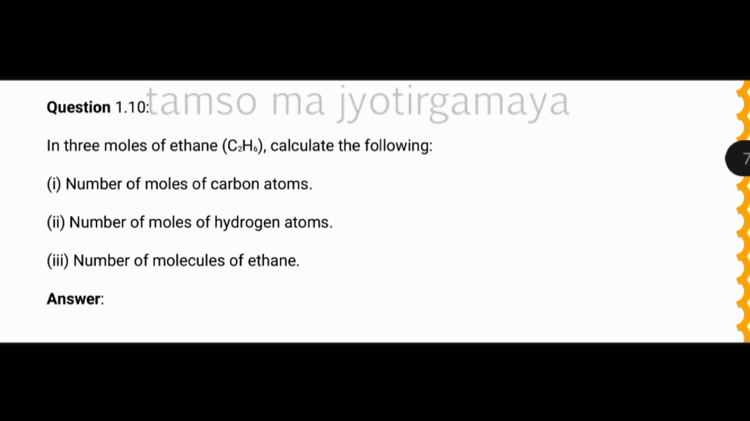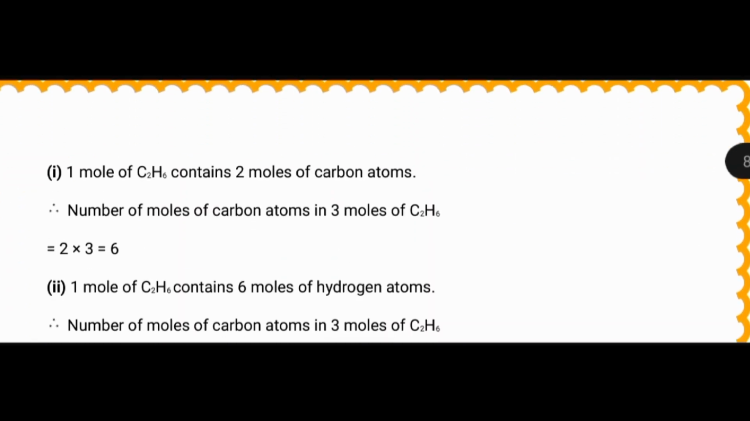Now number 1, the number of moles of carbon atoms. Your first question is how to calculate the number of moles of carbon atoms. Second, you have to calculate the number of moles of hydrogen atoms, and third, the number of molecules of ethane. Now as I know the formula of ethane is C2H6, we can say that 1 mole of ethane has 2 moles of carbon atoms. Clear? 1 mole of ethane has 2 moles of carbon atoms.